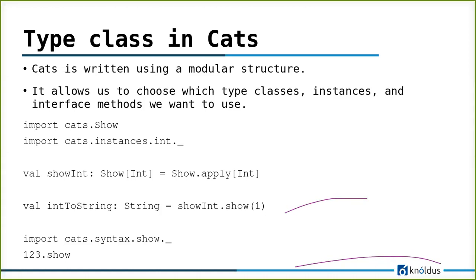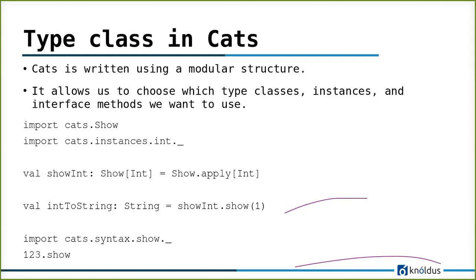Then the next two lines are where I am actually performing some operation. We are converting the integer to a string. Now, the second last line, in which we import cats.syntax.show, is the interfaces that are defined by Cats itself.